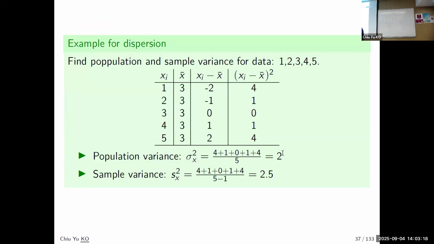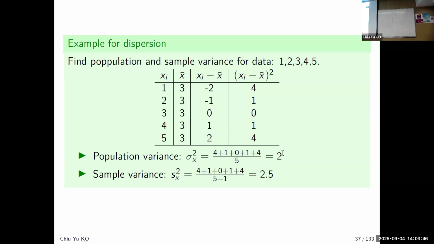Now just give you some quick example to calculate that. So suppose the data 1, 2, 3, 4, 5, the mean is 3, so give you the second column. And you subtract every data from the mean, give you the third column. You square each number, give you the last column. Population variance, adding up everything in the last column, divided by n, which is 5. The sample one is divided by 5 minus 1, 2.5.